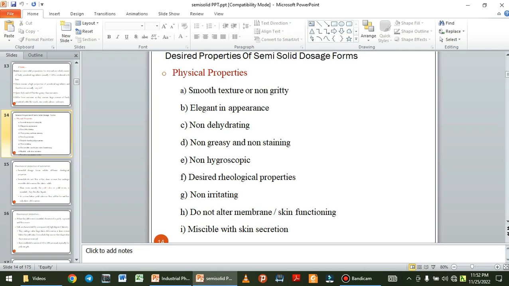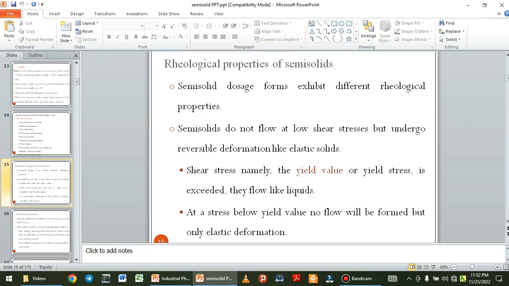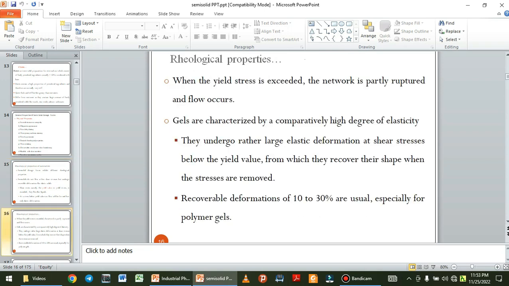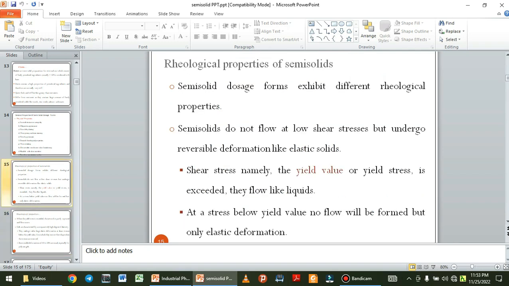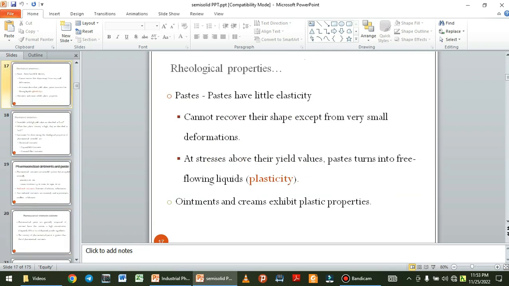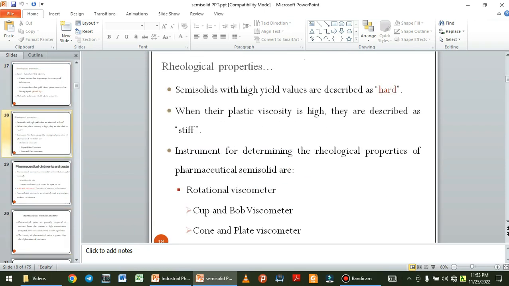It has its own defined amount of viscosity, again a desired property of a semi-solid. It should be non-irritating when applied to our skin, and not only on our skin: if it is an ophthalmic ointment, when used in our eyes it should be non-irritating. It should not alter the membrane, it should be compatible with the skin, and it should be miscible with skin secretion. These are the rheological properties, like flow, about the viscosity, that is their viscosity and flow characteristics.